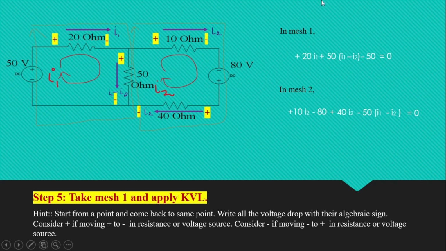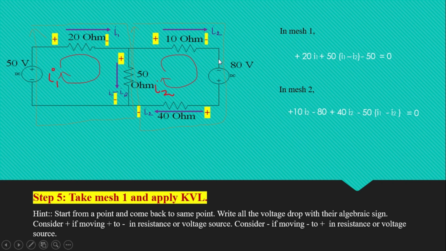Now let's see the same thing with circuit mesh 2, in which we have 10 ohm, 80 volt, 40 ohm and 50 ohm, 4 elements. So the first contribution from 10 ohm will be 10I2. Why is it positive? Because we are moving from this point to this point, so plus to minus we are moving. So we are putting plus 10I2.